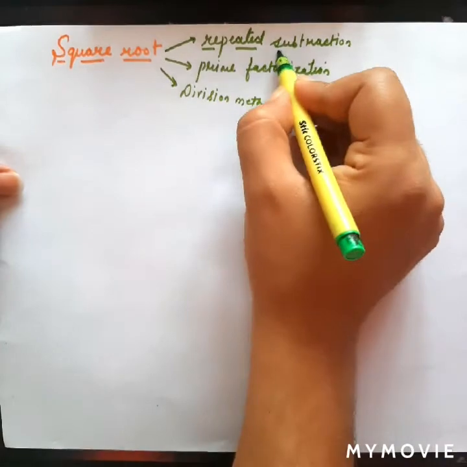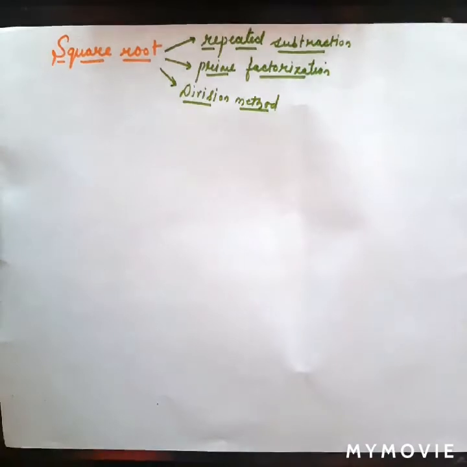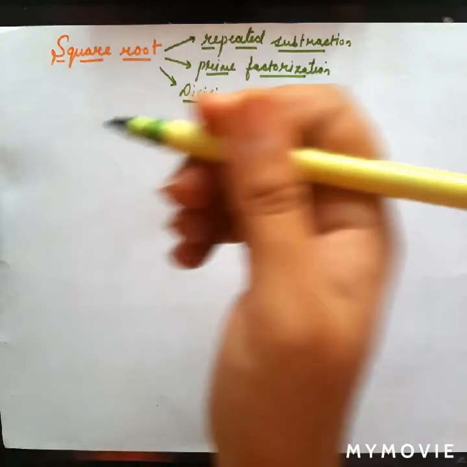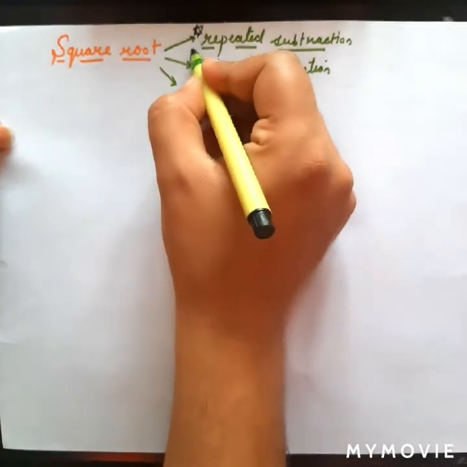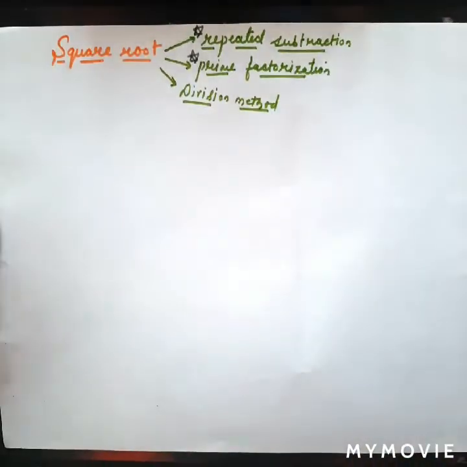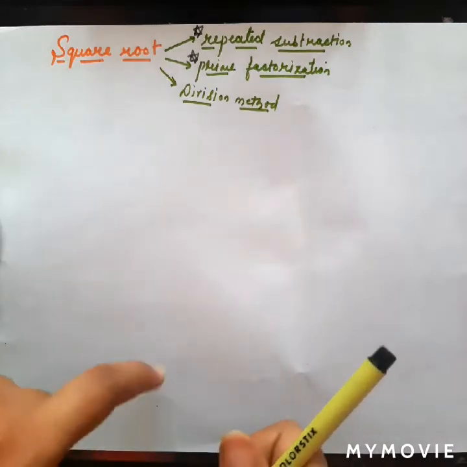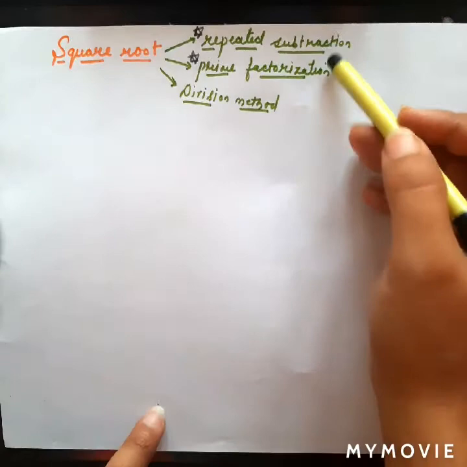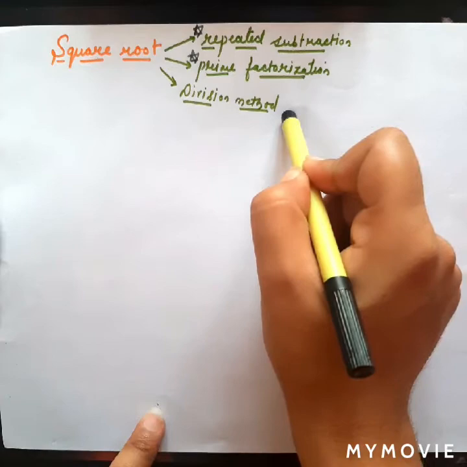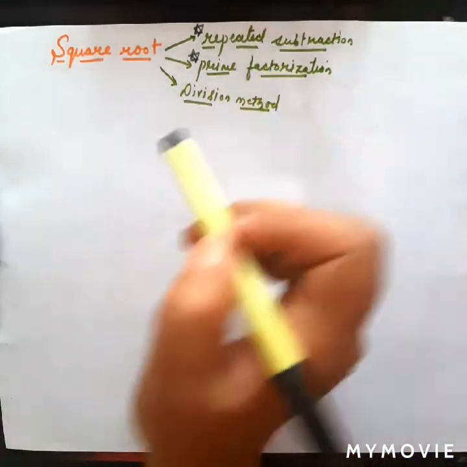These are the three methods, and in this video I will mainly focus on repeated subtraction and prime factorization only. In my next video I will make a separate video for the division method, because it will be difficult to explain all three methods in one video. First of all, let us talk about repeated subtraction.